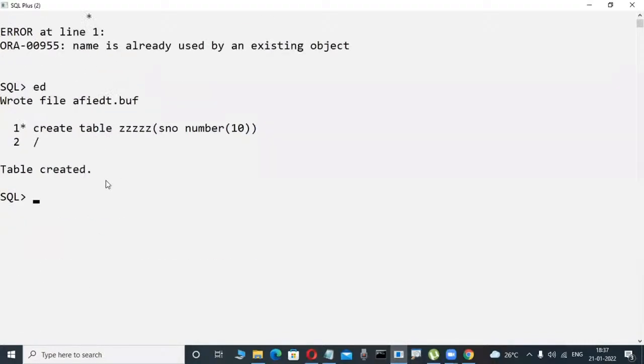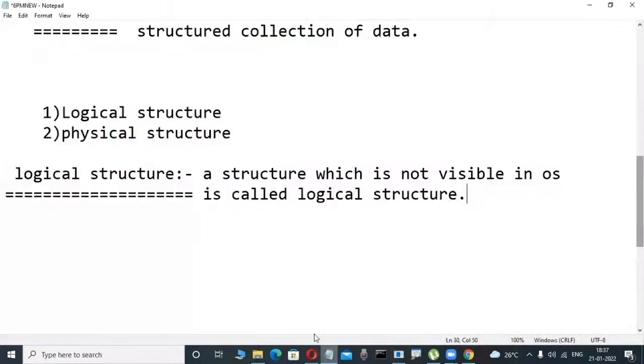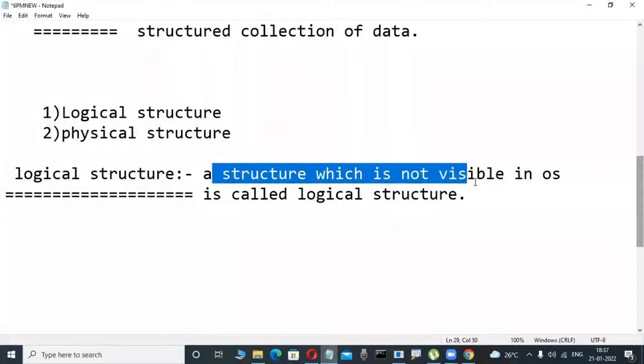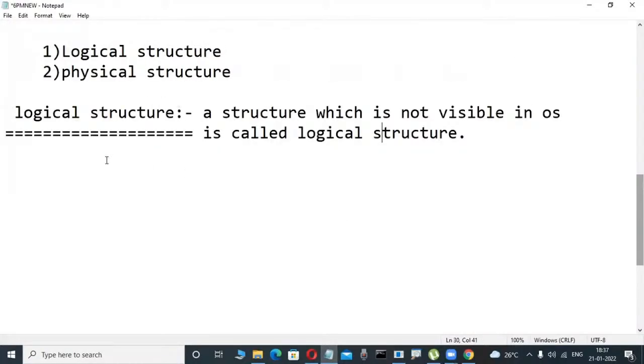This is a database only, don't worry. In this database only, it is visible. Those tables are visible in a database, but not visible in your C drive, D drive like that only. That's why a structure which is not visible in the operating system is called a logical structure. But in this logical structure only, developers are working. Suppose I'm a PL/SQL developer, you are a SQL developer, Java developers, .NET developers, Python developers, ETL developers. These all persons are working in a logical structure.